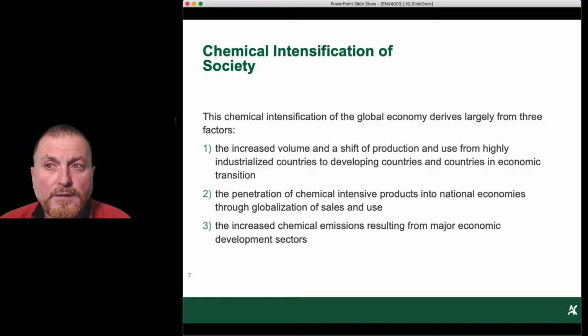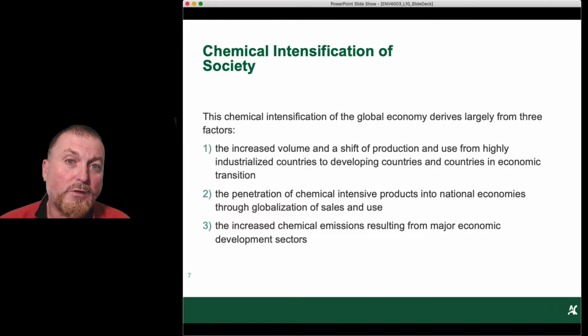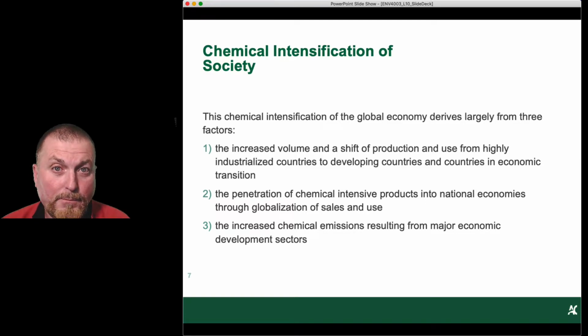The second area is the penetration of chemical intensive products into national economies through globalization of sales and use. So now we have, combined with the advent of free trade as all of this was going on, it makes sense to move the bulk chemical production to lower cost production areas. But also free trade brought with it the transfer of products across borders in much higher volumes than ever before in the history of humankind, right? So what traveled with these products is chemicals, single-use plastics or lead in gasoline or mercury in medical devices or any number of different things, right?